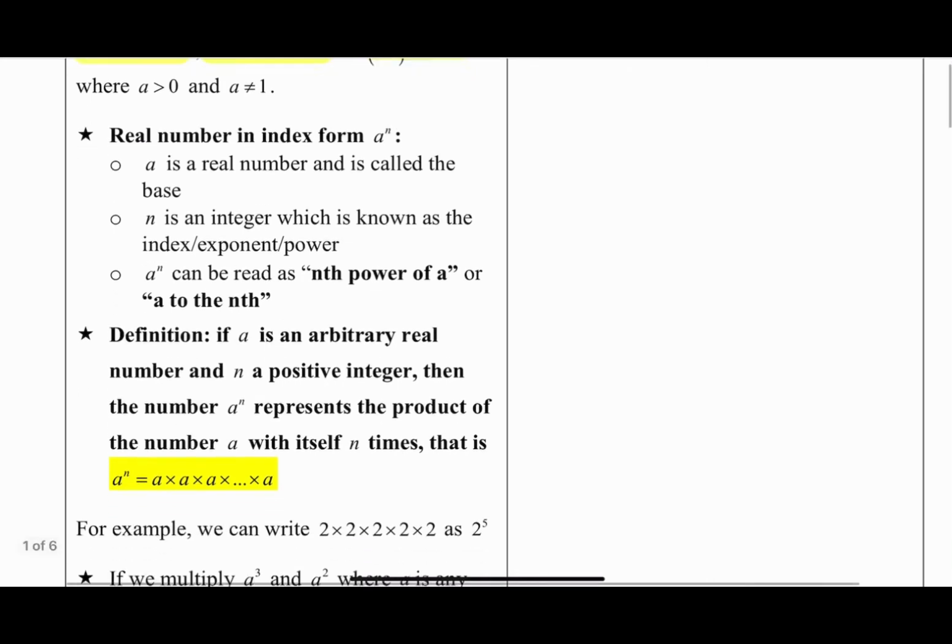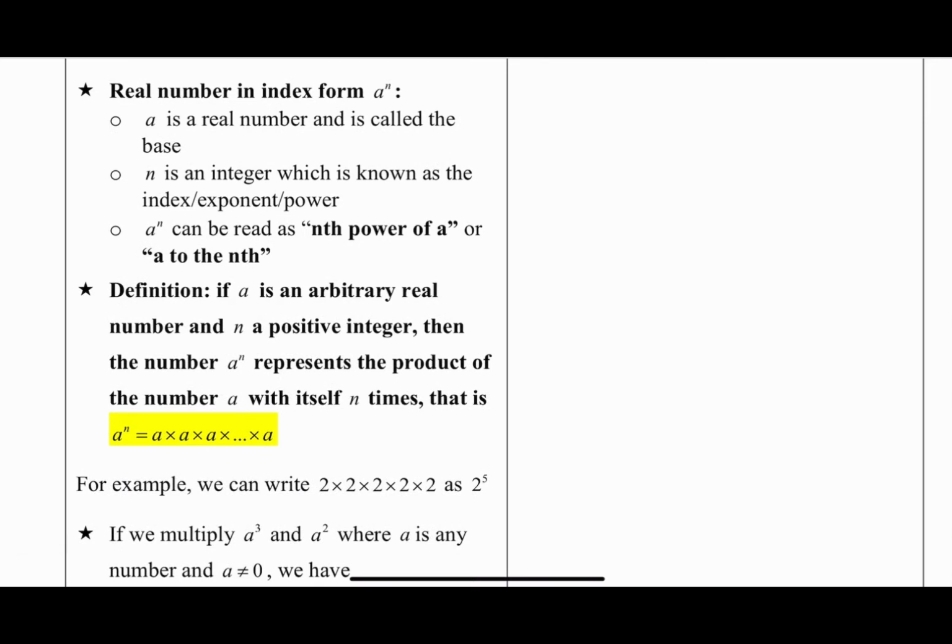Alright, so kita tengok ya, index form. Real number dia boleh dibentukkan dalam bentuk index form, di mana kita ada a to the power of n ini, yang mana a tu adalah real number dan kita panggil real number tu sebagai base. N itu pula adalah integer, di mana kita panggil dia sebagai index ataupun exponent ataupun power. So a to the power of n ni can be read as nth power of a ataupun a to the nth.